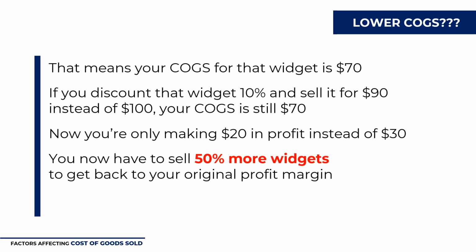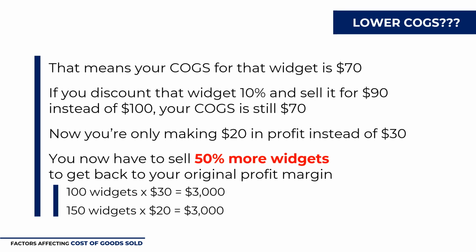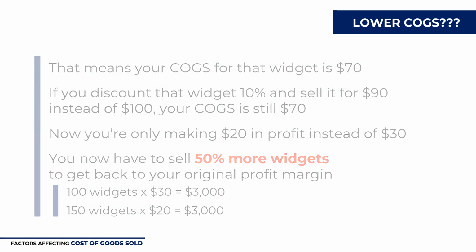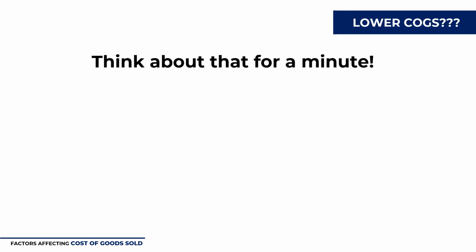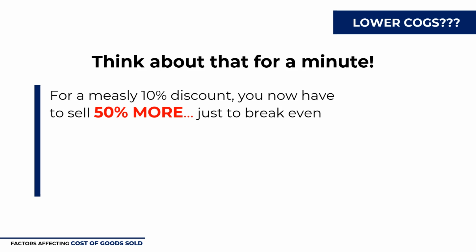Run the numbers. You would only need to sell 100 widgets at your original $30 profit margin to make $3,000 in profit. But you would have to sell 150 widgets at your discounted $20 margin to realize $3,000 in profit. Seriously, stop and think about that for a minute. For a measly 10% discount, you now have to sell 50% more just to break even.